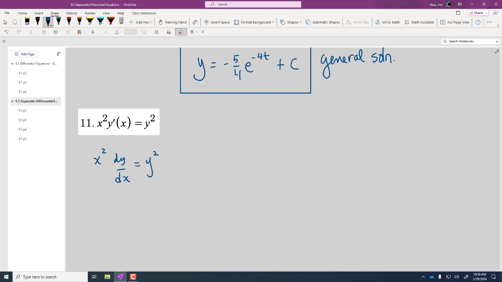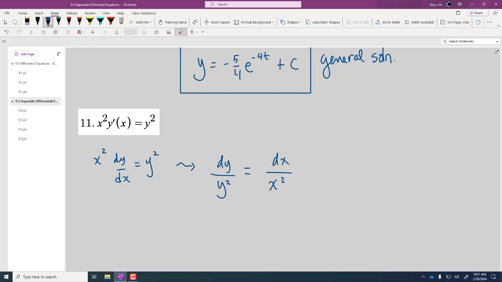So we have that. And there's no ambiguity with what side the dx has to be on. The dy has to stay in the numerator, so it's going to stay to the left. The dx has to go to the right-hand side. All right, so we're going to have dy, and the y's have to go left. So I'm going to divide by the y squared, I'm going to multiply by the dx, but then I'm also going to divide by the x squared. Now it's separated. So we've got the y on the left with the y differential, the x on the right with the x differential.